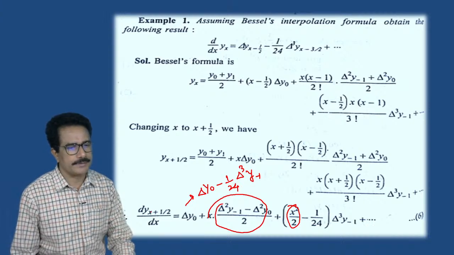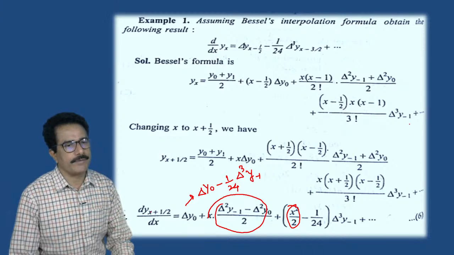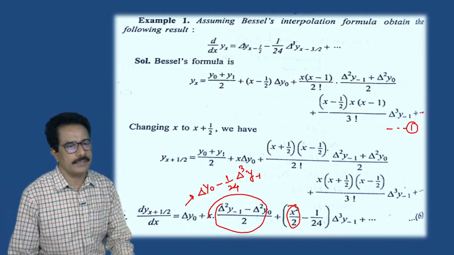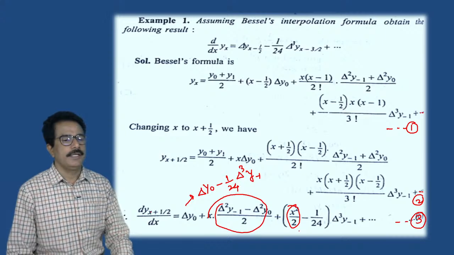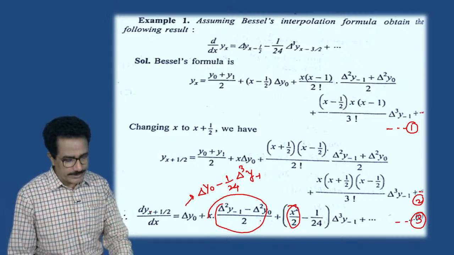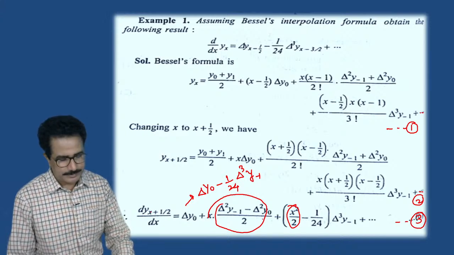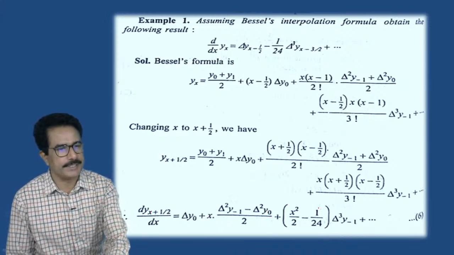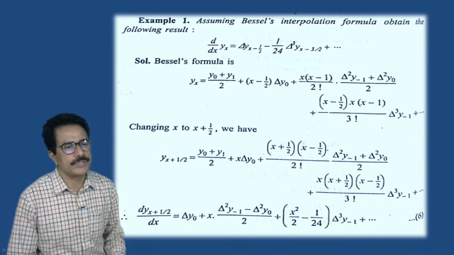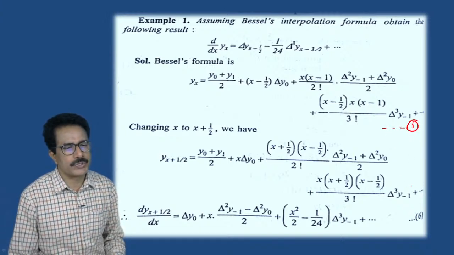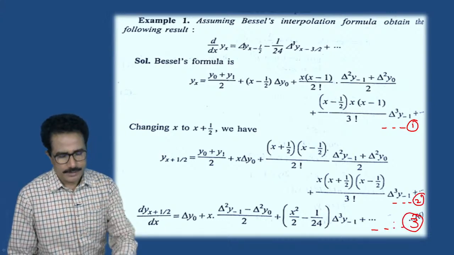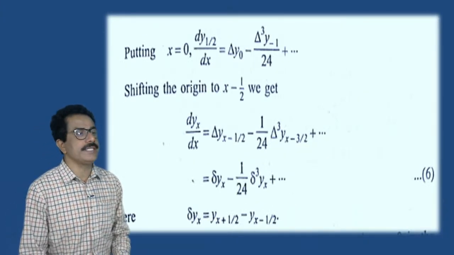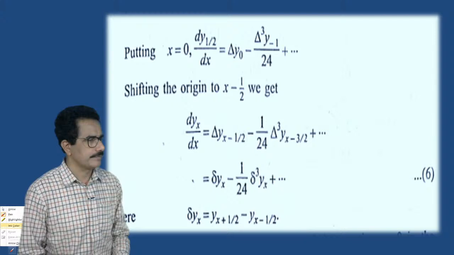Then we get, suppose this is equation number 1. This is equation number 1. This is equation number 2. This is equation number 3. Put x is equals to 0 in equation 3, then what will happen? So we can write, 1 minute. Suppose this is 1, this is 2, and this equation will be 3. So put x is equals to 0 in 3.